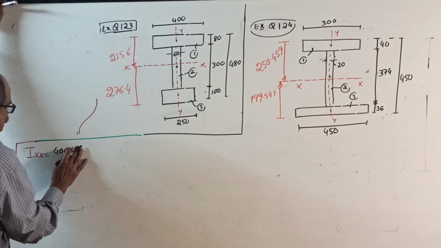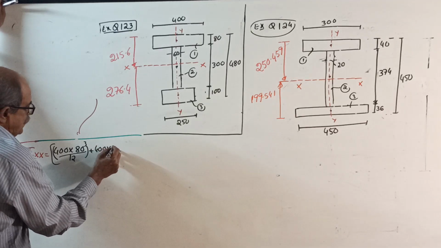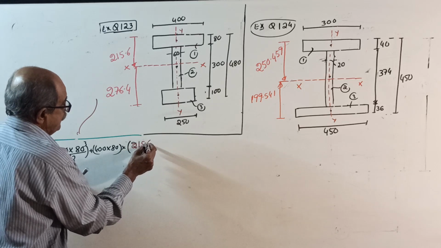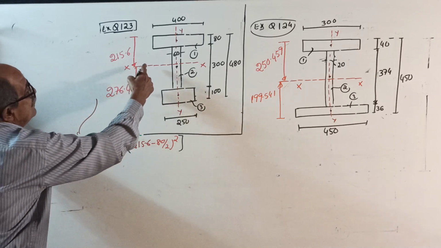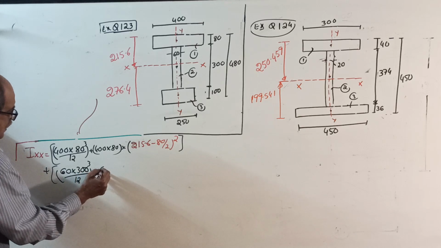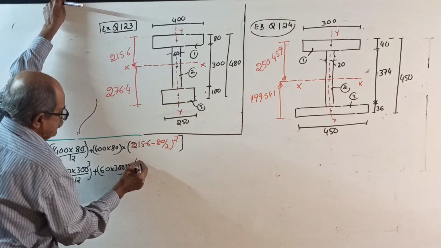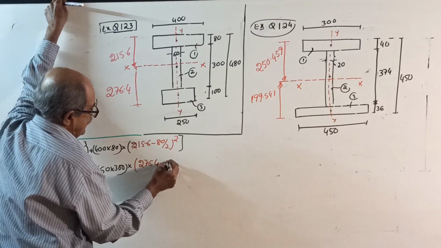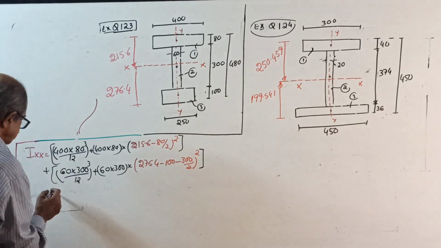Okay. 400 into 80 cube by 12 Ig plus 400 into 80 is the area into 2. Actually y bar came as a round number here. 215.6 minus 80 by 2, whole square, plus the middle one: 60 into 300 cube by 12 Ig plus area 60 into 300 into this distance square, 276.4. I am looking downside now. Here I am looking downside, there you look upper side. 276.4 minus 100 minus 300 by 2, whole square.